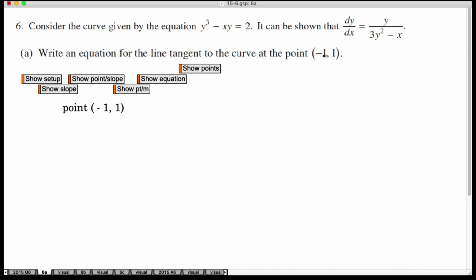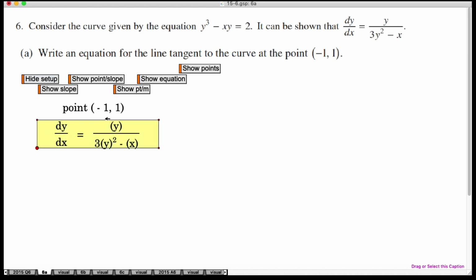Now, when you want to write the equation for a line, you need two things, basically, the slope and the point. We already have the point, and you can get the slope from various methods, but here they give us the slope function, so we need to know the slope at this point, so we're going to just use that.